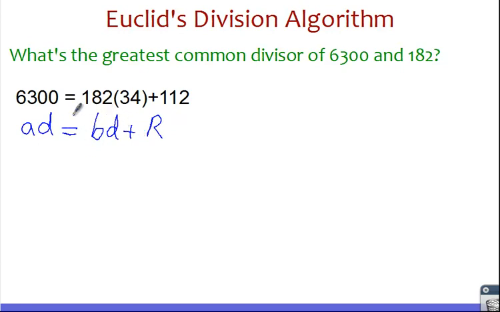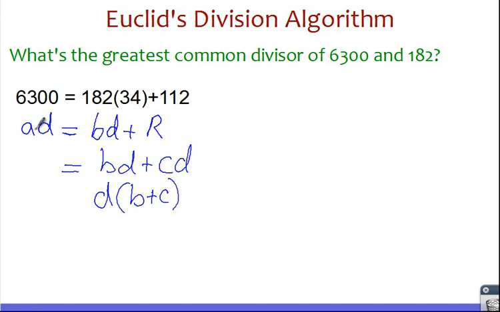Now look at that equation. If D is a divisor of 6,300, and D is a divisor of 182, well, in order for this equation to be true, R must also be divisible evenly by D, because D is a factor of this side, which means D has to be a factor of this entire side. So there must be some C value that we can multiply D by to get R, because we need to be able to factor out that D in order for this side to also be divisible by D.